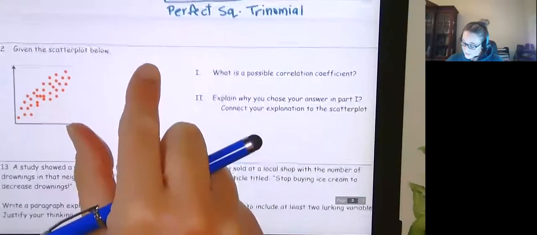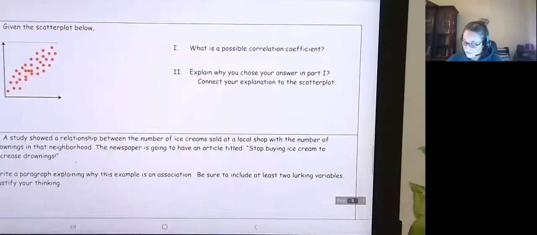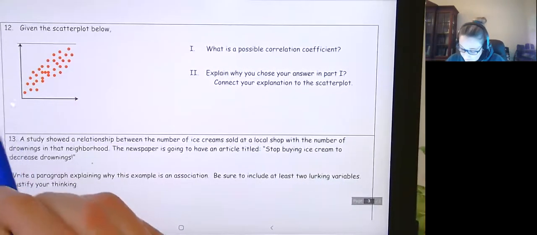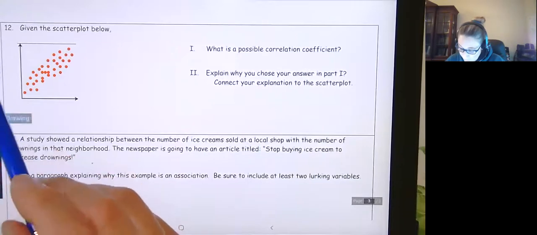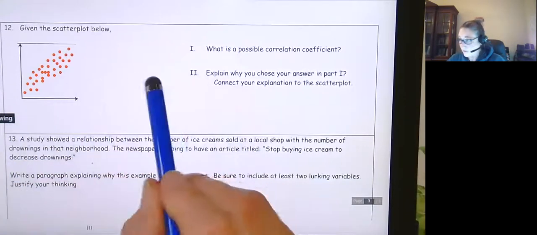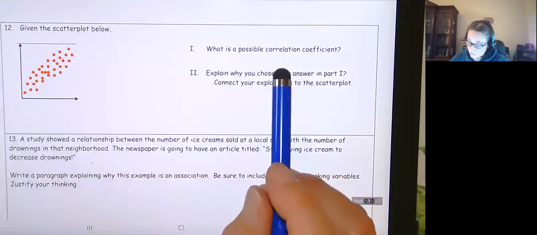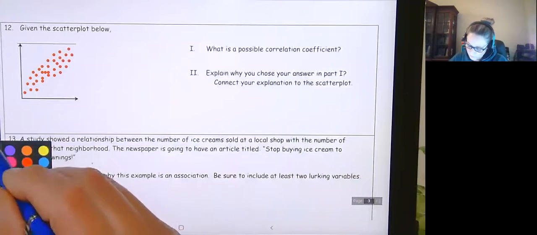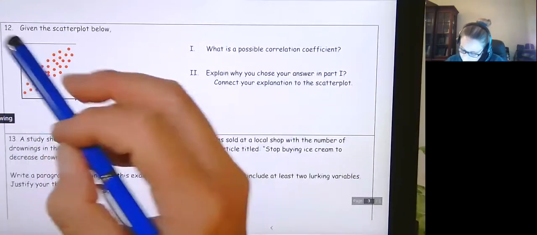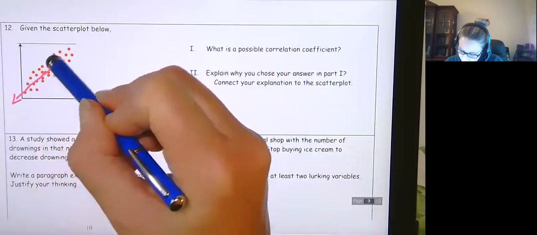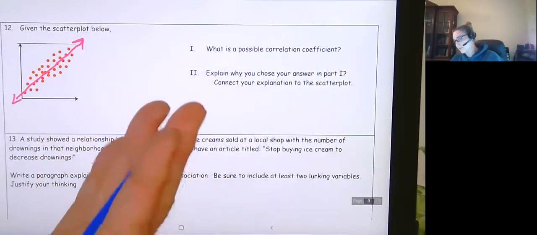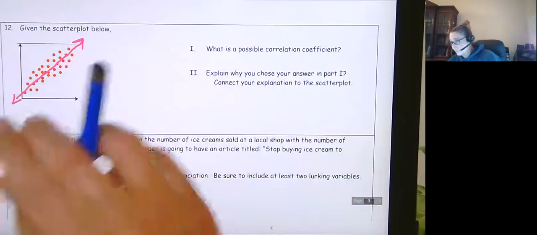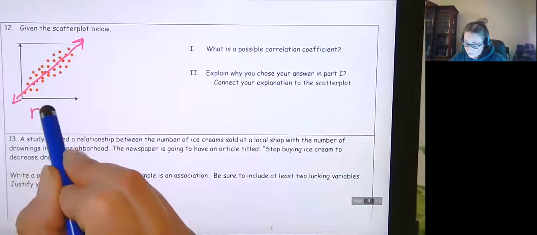Okay. On this one, we have another scatter plot. So here it's asking us what a possible R is for this, what a possible correlation coefficient is for this. So I'm just going to kind of draw a line in. Not that this is necessarily the line of best fit. I just want you guys to see if that's your line. You see that it is following the line, but it's not perfectly on the line. It is positive, so your R has to be positive.